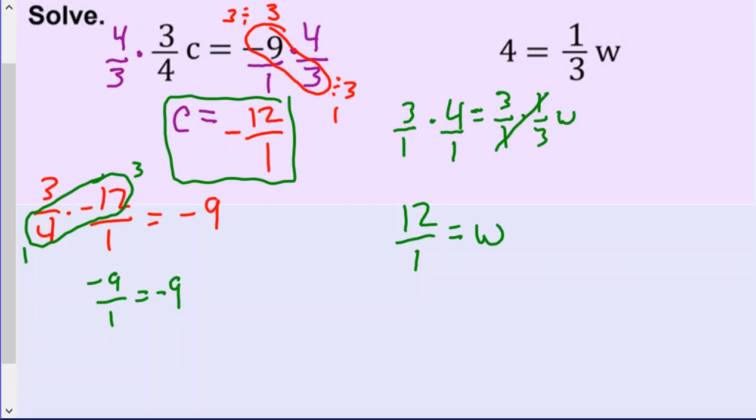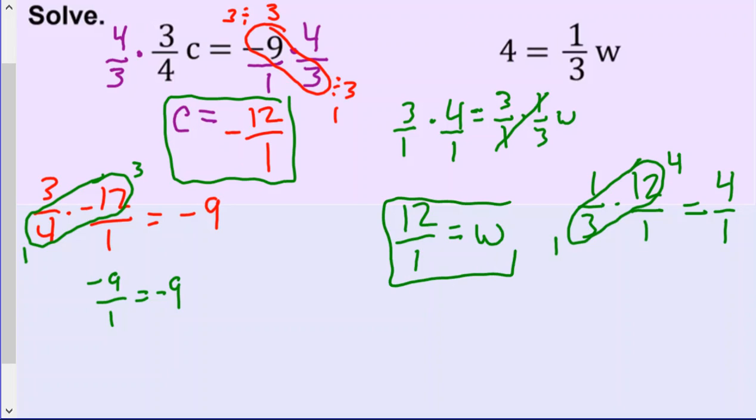Now if we put that back into our fraction, we would have 1/3 times 12 over 1. And if we do that, we can factor out a 3 from these two numbers. So dividing by 3 here would leave us with 1, and dividing 12 by 3 would leave us 4. And then we multiply. 1 times 4 is 4, and 1 times 1 is 1. So that would equal 4. So our answer is true. W is equal to 12, or 12 over 1.